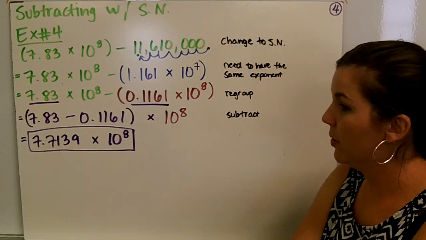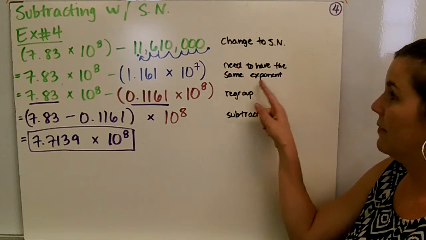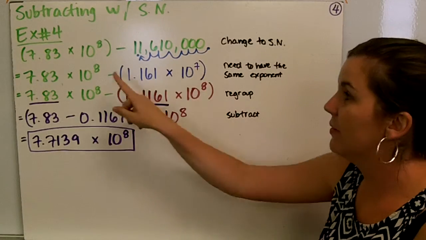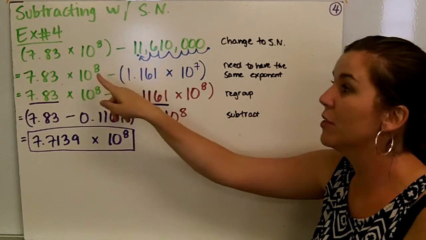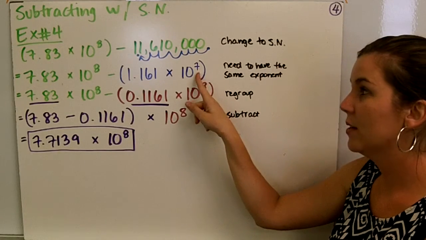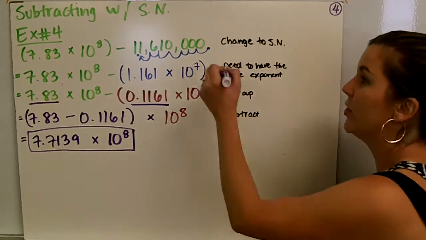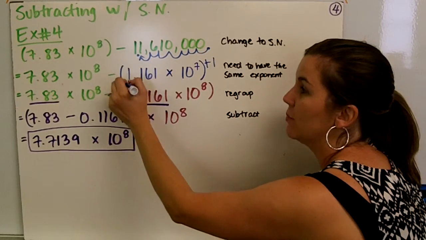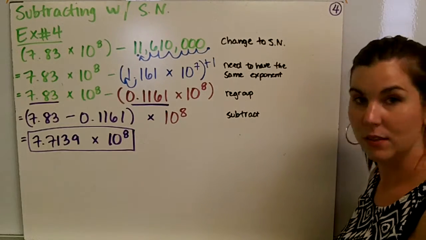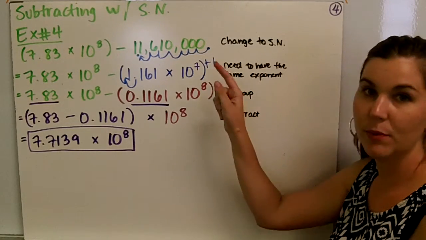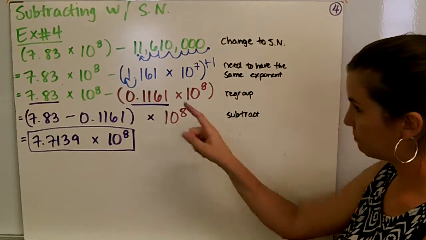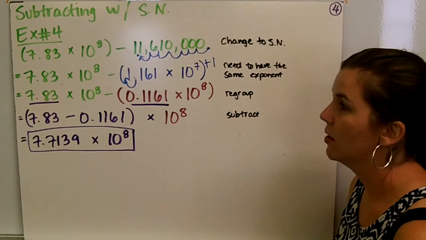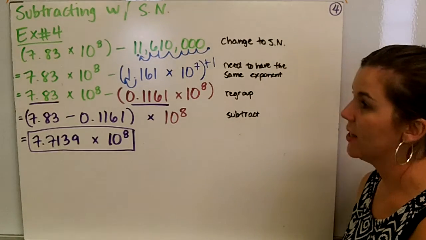Remember from our previous key idea that they need to have the same exponent. Well, this one's 7 and that one's 8, so we want to make them both the larger one. Make them both 8. This 7 needs to increase by 1. So this decimal must move one place to the left. Okay? Anytime you increase the exponent, you always move to the left. So here it is now, 0.1161 times 10 to the 8th.